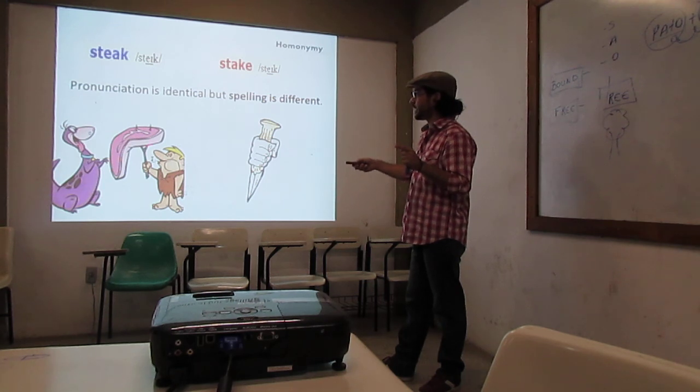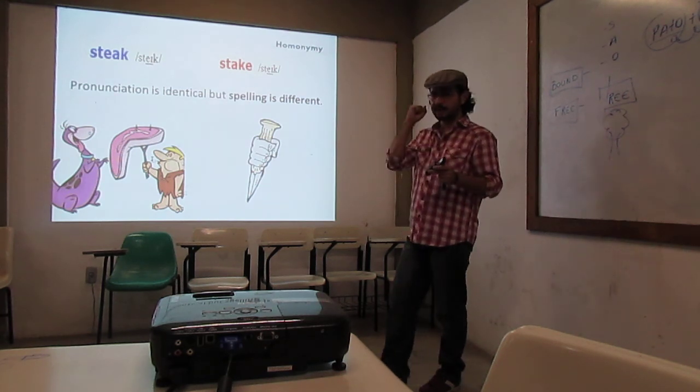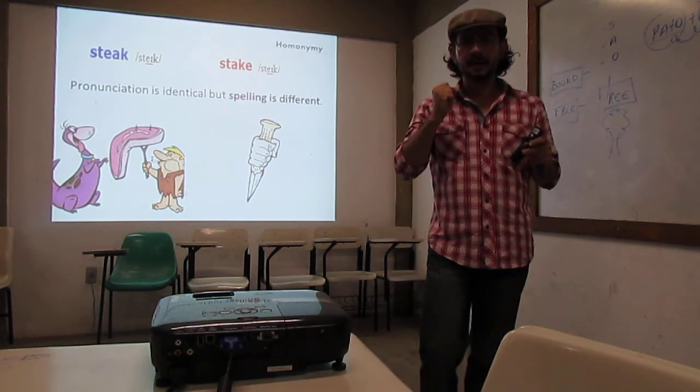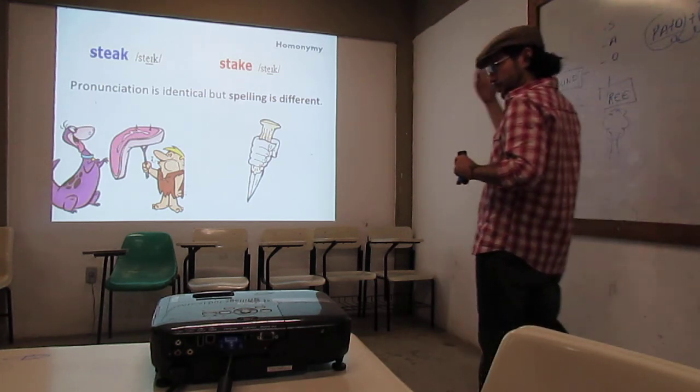In blue we have meat, beef, okay? And in red we have a steak, graveto, estaca. Tem outros sentidos também. Eu escolhi esses dois para exemplificar, mas tem vários, né?